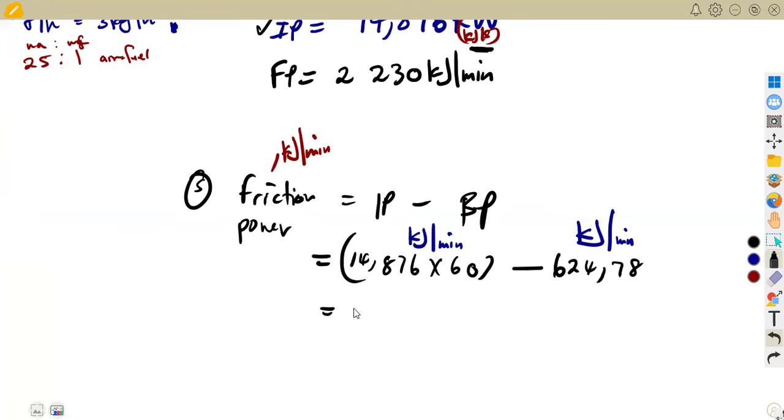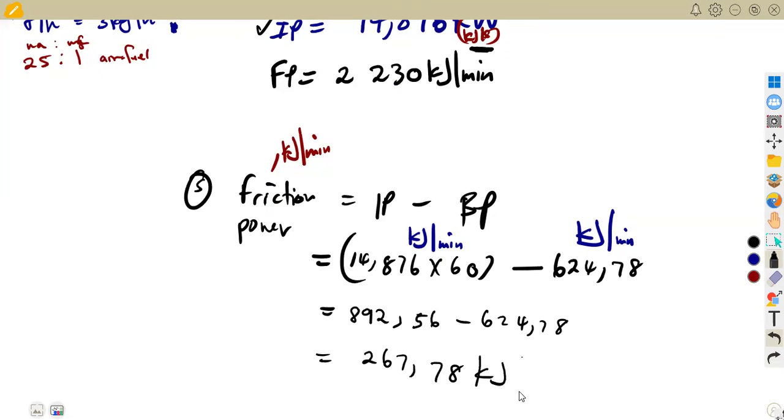All right, so if you want to calculate this, 892.56 minus 624.78. So if we subtract, that will be 267.78 kilojoules per minute. That is our friction power. All right, so we have got the friction power there.